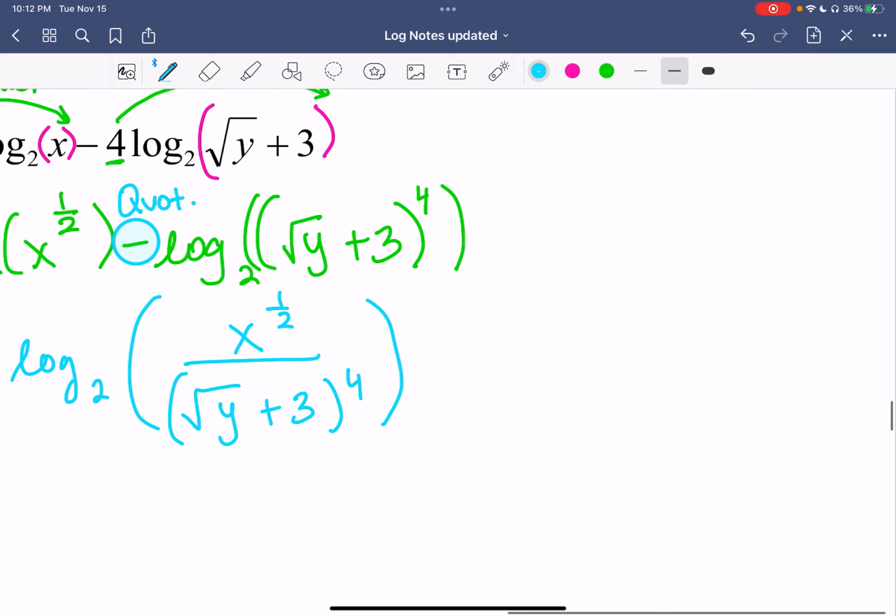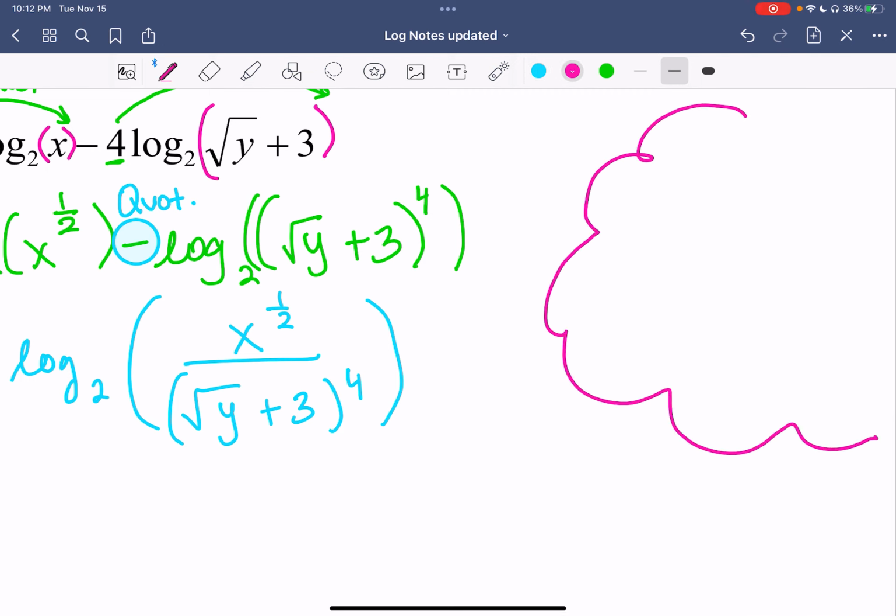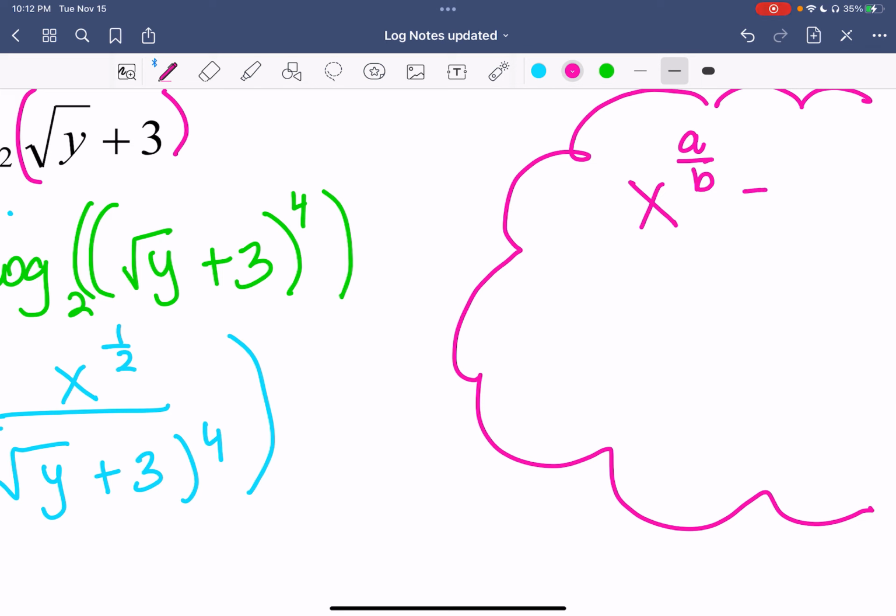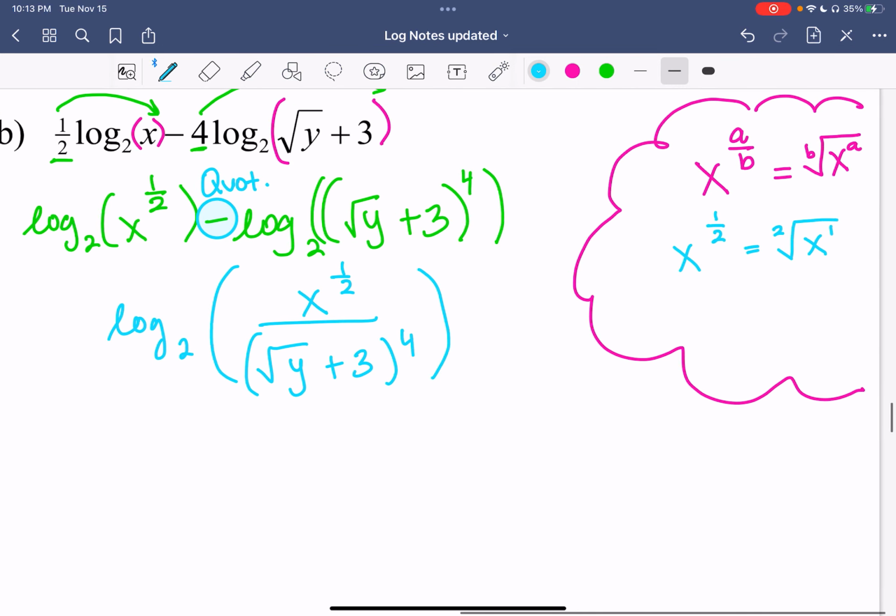Now that x to the power of 1/2, so you might not remember when I taught you this, so I'm going to put it here to the side. If you have, let's say this is a and b, you can rewrite a power that is a fraction by using a root. So the denominator will go outside of the root, and then the numerator goes as the power inside of the root. Okay, so on this one, when we have x to the power of 1/2, you're going to do the square root of x to the power of 1. Okay, you don't usually see the 2 in front of the square root because that's the most common root.